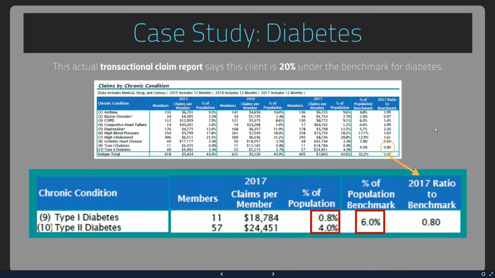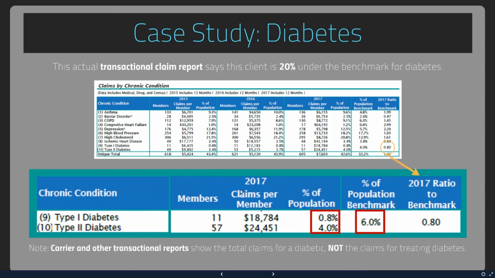Moving on to a case study in diabetes, this is an actual transactional claim report that compares this particular client's diabetics to a benchmark or market. What we're saying here is that the client is 20% under the benchmark for diabetes. When we create an analysis, 1 is normally the market or the average. So when we see 0.8, we see that this particular client is performing 20% better than the market or the average.